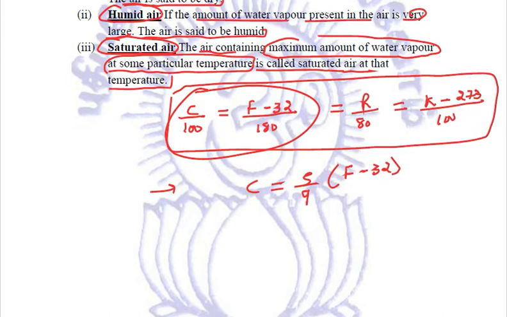These are what you need to relate and remember. Then we talked about heat. We talked about thermal equilibrium, in which we saw that when two bodies attain the same temperature, they are said to be in thermal equilibrium.